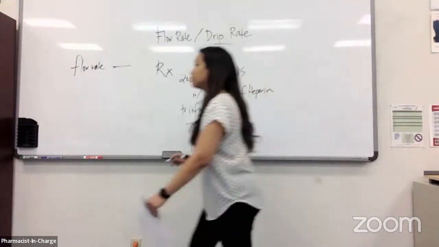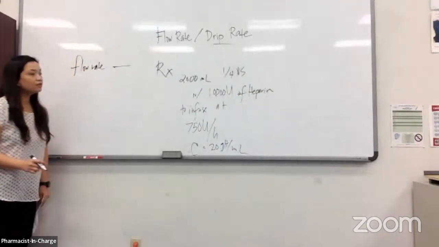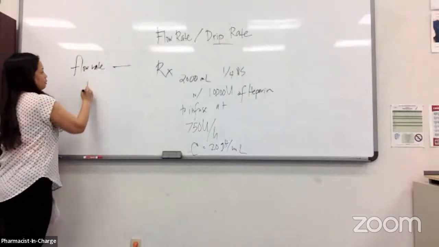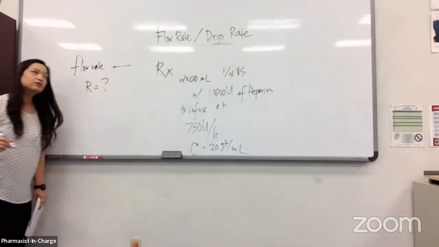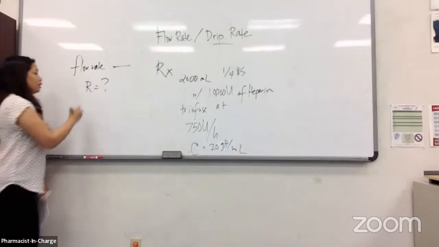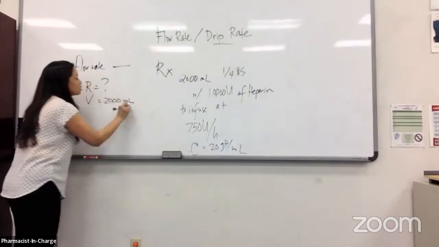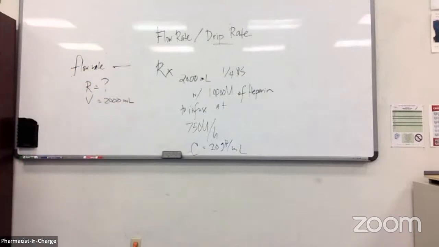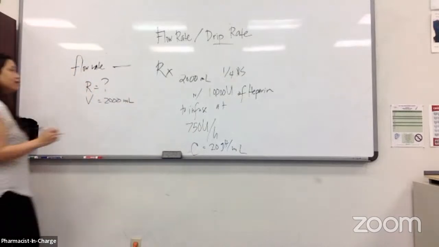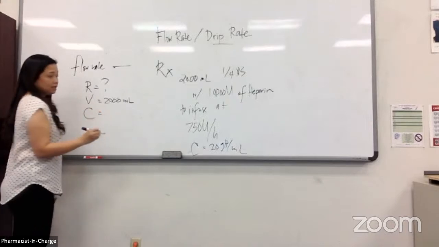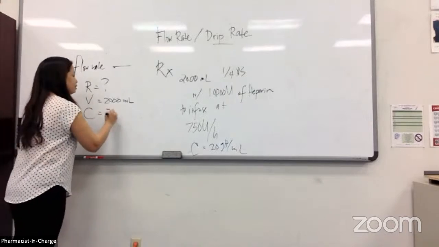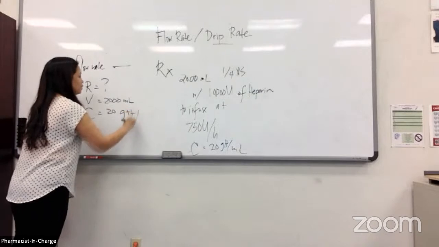And then the question is, what's the flow rate? Here's what I'm going to do on my test paper. I'm going to put R equals question mark. I'm going to do a V here, which is 2000, and I'll put the ml to make sure that I'm using the correct unit, correct? And then I see that I have a C. So I have a C, 20 drops per ml.